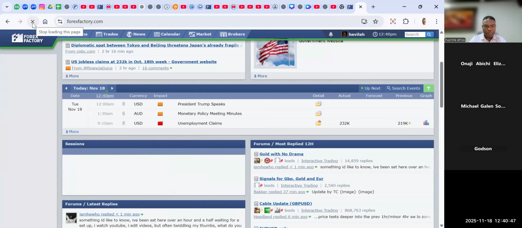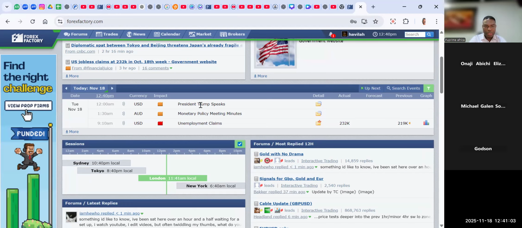12:40 p.m. Okay, but what I'm seeing, it looks like we don't have any fundamental events this afternoon. So let's just head straight to the charts, to the technicals.